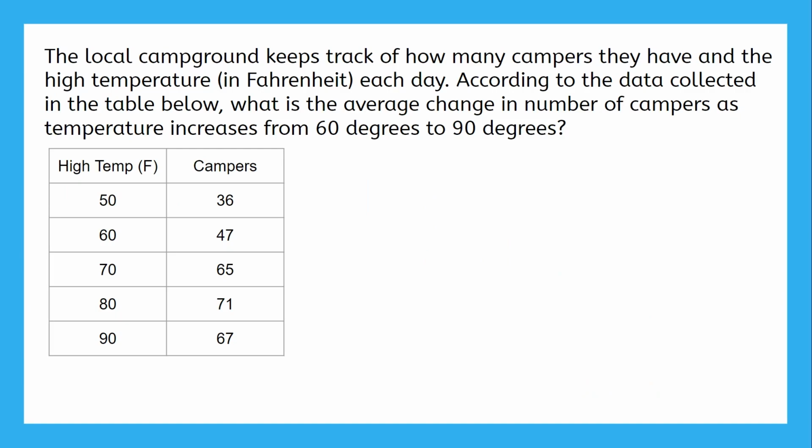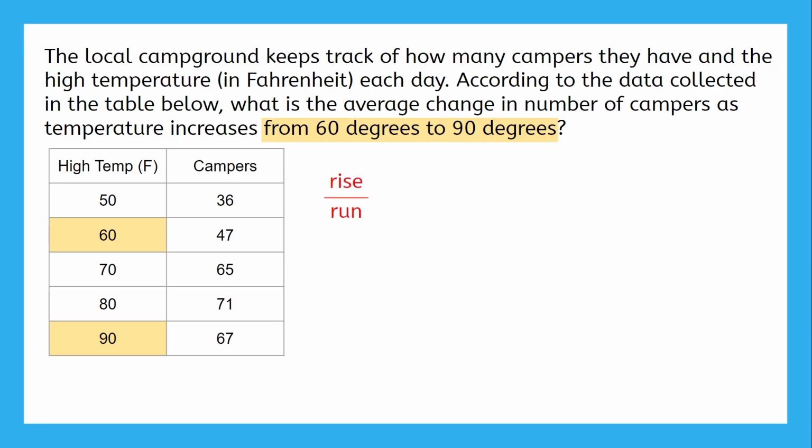The local campground keeps track of how many campers they have and the highest temperature in Fahrenheit each day. According to the data collected in the table below, what is the average change in number of campers as temperature increases from 60 degrees to 90 degrees? This time we're using a table instead of a graph, but the concept is the same. Instead of getting worried over the different rates of change on each interval, we focus on the endpoints of the interval and just find the average rate of change.